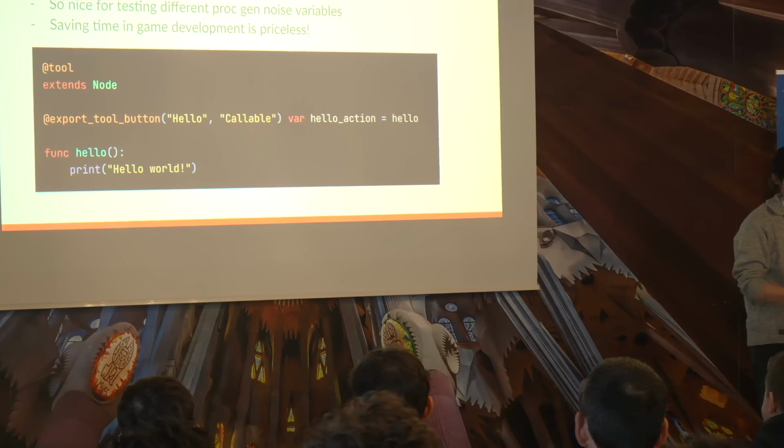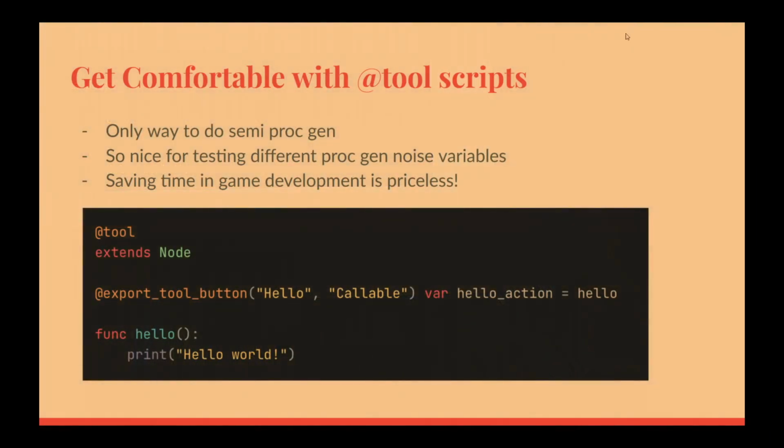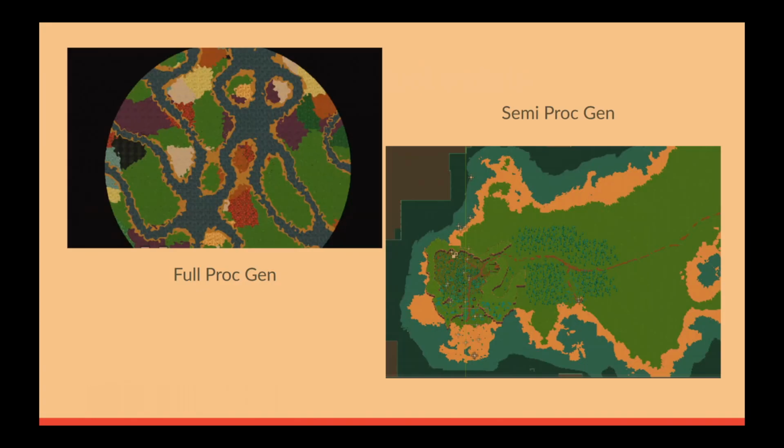You don't need to run the game. You can just click it in the inspector. You can run your procedural generation function there and pop it up in the editor. I messed around with tool scripts much later than I would have wanted to. They're very easy, and I really urge you to try them out. So like I said, full procedural generation, semi-procedural generation.